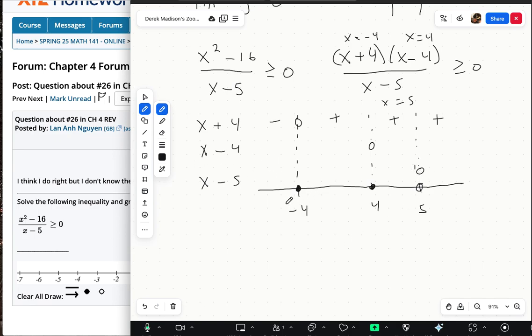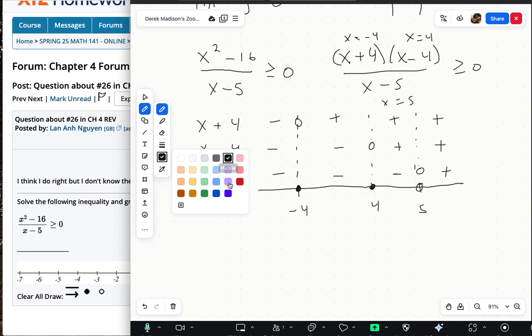So for x minus 4, if I put in negative 5, it's negative. If I put in 3, it's negative. Then we hit our 0. 4.5 would make that positive and positive. So again, negative, 0, positive. So down here for x minus 5, same thing, negative, negative, negative if you try those numbers, and then this would be positive.